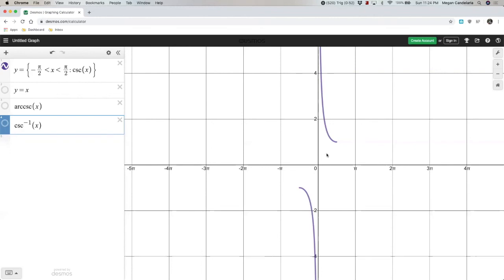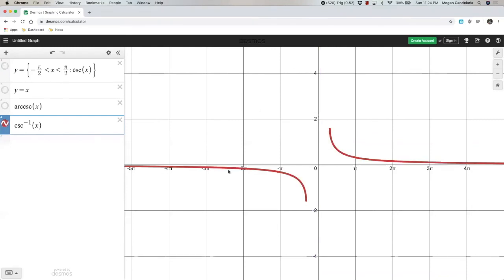Well, the range is kind of funny, right? If we look at the range, it looks like there's a big gap here, and that gap is between negative 1 and 1. So the range of our limited domain cosecant function goes from negative infinity to negative 1 and then jumps from 1 to infinity. That means that the domain of our inverse function is going to do the same thing. Notice that the domain here goes from negative infinity to negative 1 and then it stops and it jumps from 1 to infinity. Okay, all right, so next we will look at our secant.